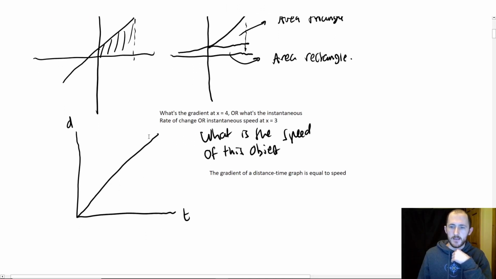So in this case here, what's the speed of this object? You would find the gradient of the line. Does that make sense? And you have to think about why the gradient of a distance time graph is speed, if you want as well. Yeah? I actually skipped a spec point. Whoops, I'll go back. Okay, perfect.